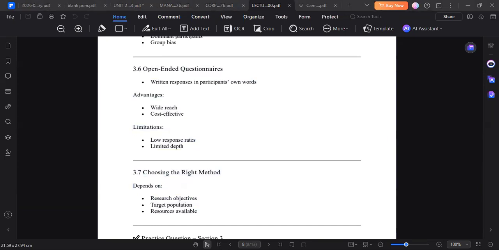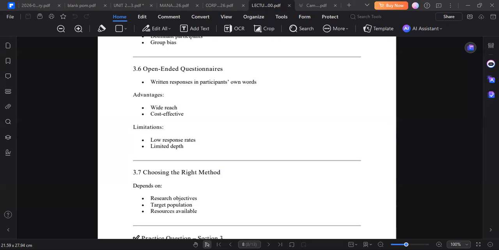These are questionnaires that allow a person to express themselves. You don't have closed options. They are open-ended in nature, where somebody can respond to the question in their own words rather than you predefining the options that you would want them to respond to. So this method is usually there to explore attitudes and perceptions.